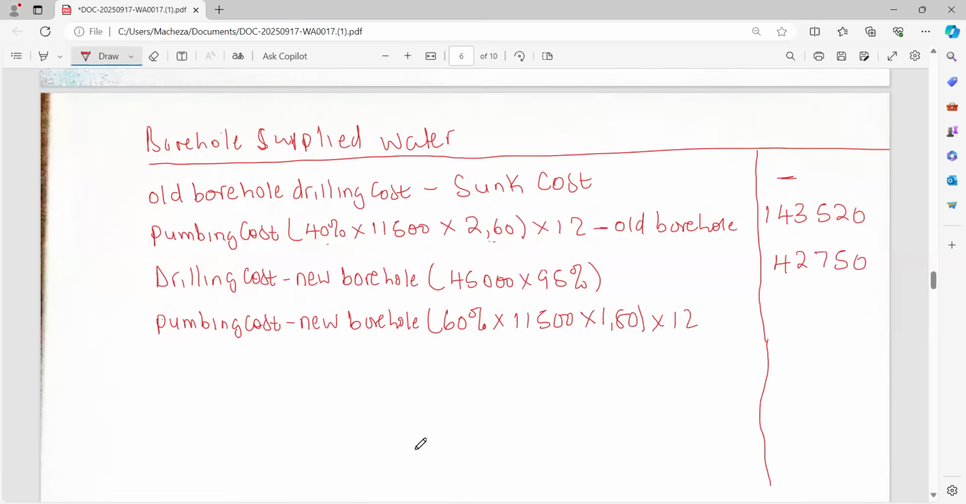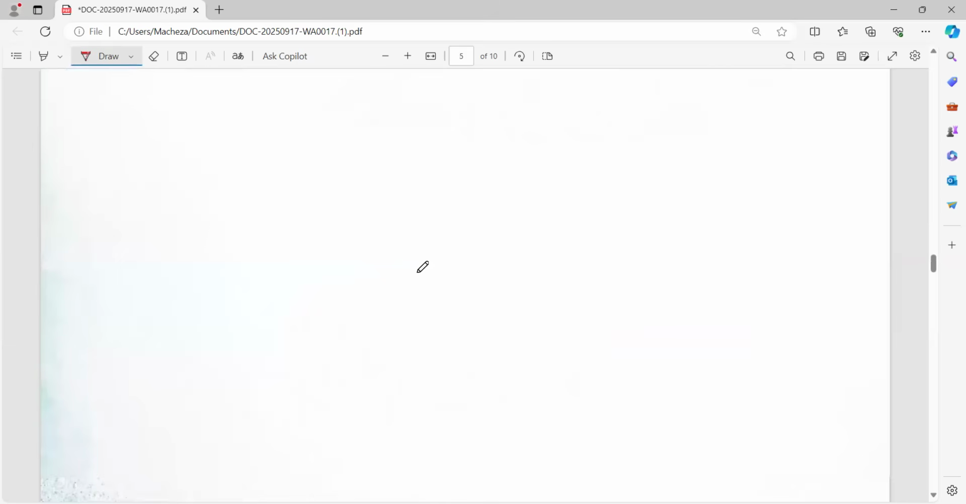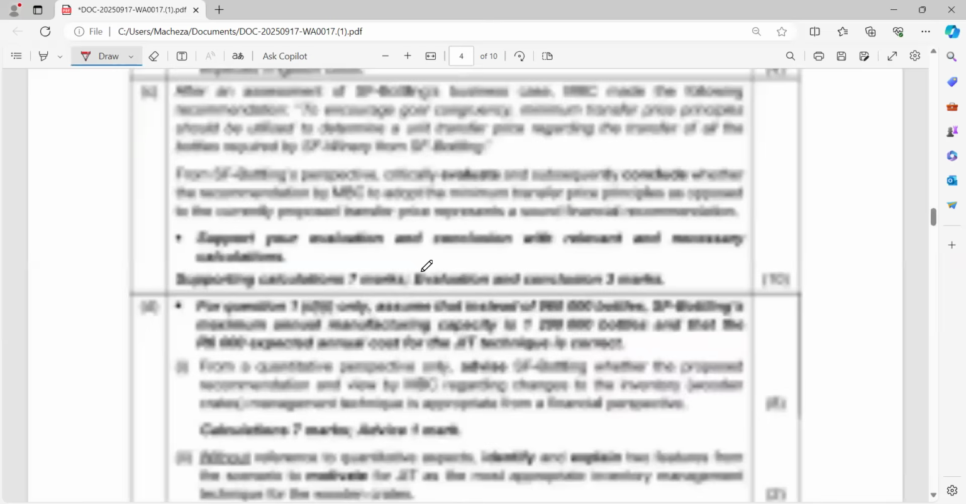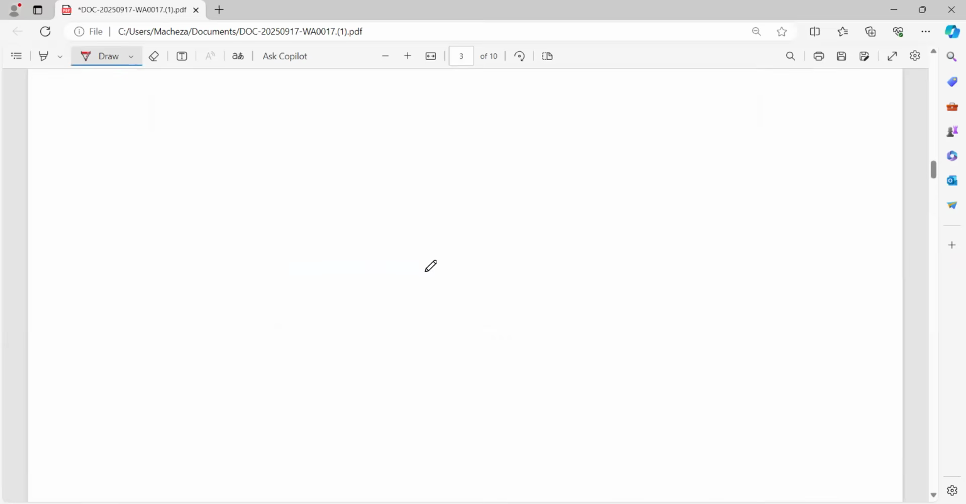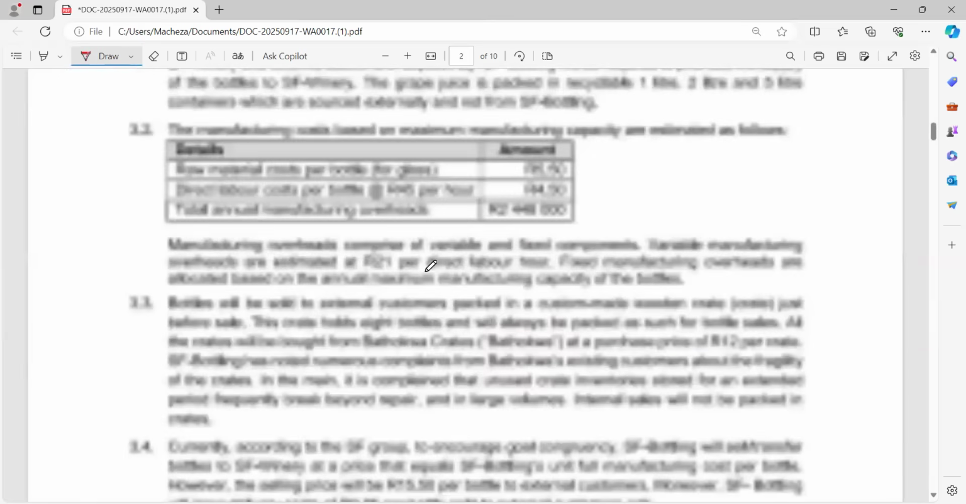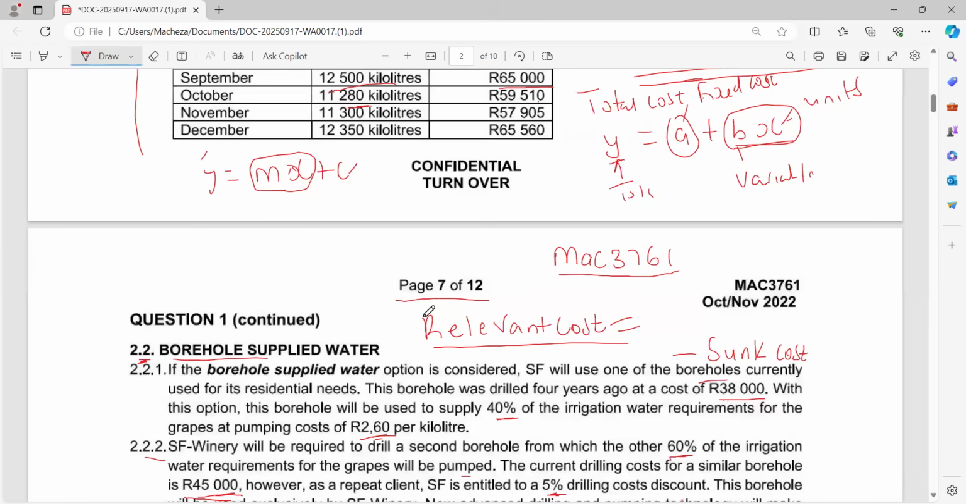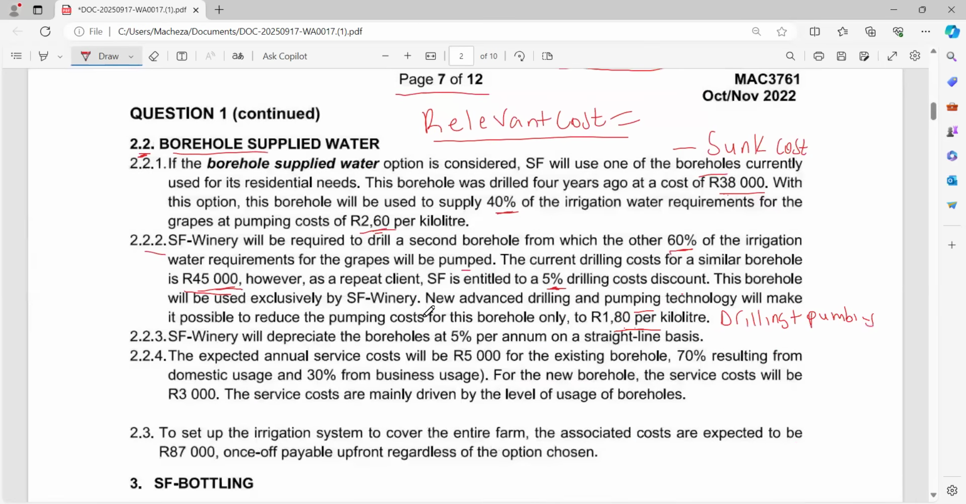Anyone who got the answer? It's 149,040. Then we're done with 2.2. Let's look at another statement again. Then we are here. 2.2, we are done. Then we go to 2.3.